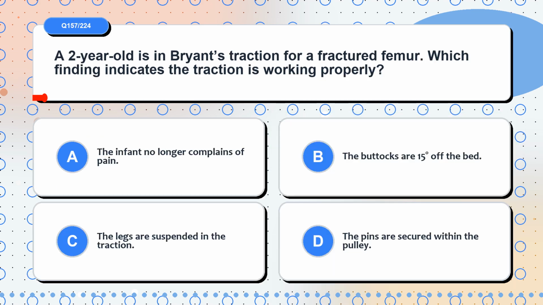Question 157. A 2-year-old is in Bryant's traction for a fractured femur. Which finding indicates the traction is working properly? Here are the options. Option A. The infant no longer complains of pain. Option B. The buttocks are 15 degrees off the bed. Option C. The legs are suspended in the traction. Option D. The pins are secured within the pulley.